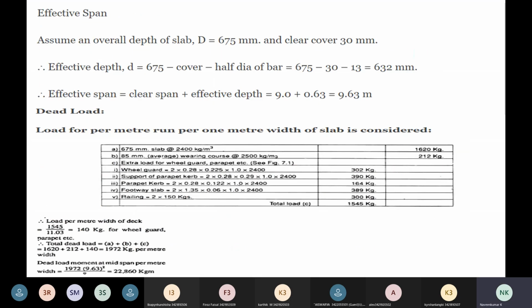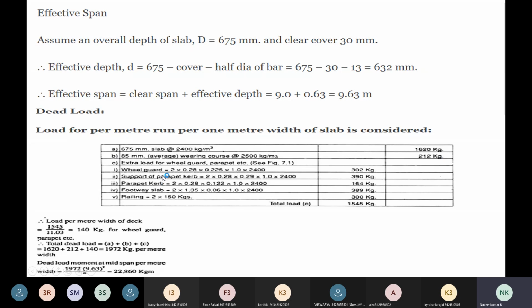The floor finish is the wearing course. The density depends upon the material. If you use bitumen, what is the density the bitumen has? Based upon that you calculate that particular dead load also. That intensity is 212 kg. So that is the wearing course dead load intensity.